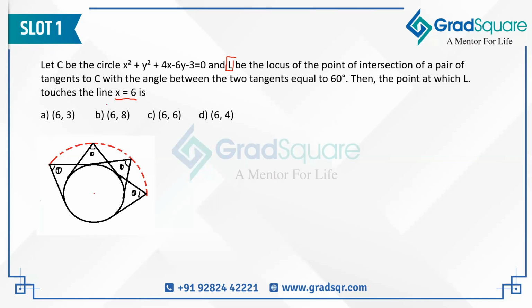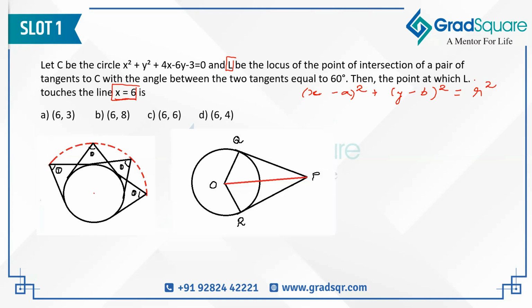I have to solve the equation x is equal to 6 and the equation of the circle that is being represented in the question by L. And we know the general form of the circle's equation. Once again, to reiterate, (x minus a) the whole square plus (y minus b) the whole square is equal to r square. So all we need to do to solve this question is find the radius and the center of the bigger circle. Now to do this, we have been given the equation of the first circle: x square plus y square plus 4x minus 6y minus 3 is equal to 0 is the equation of the smaller circle.